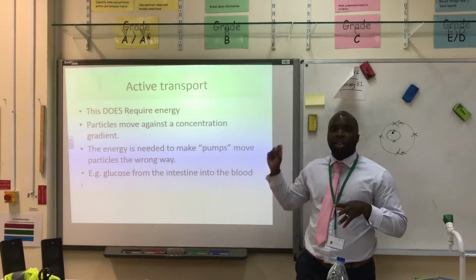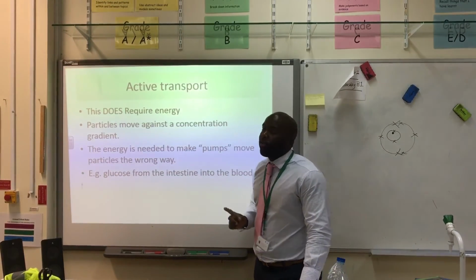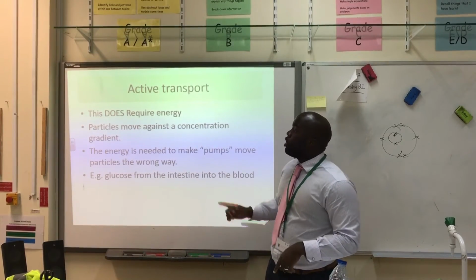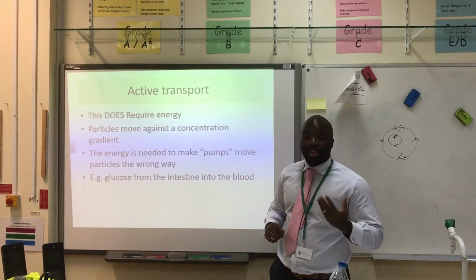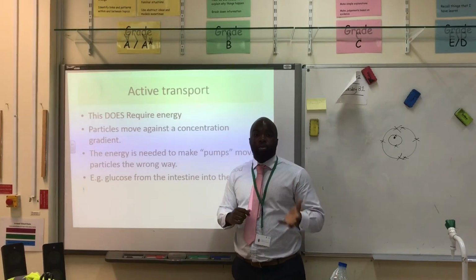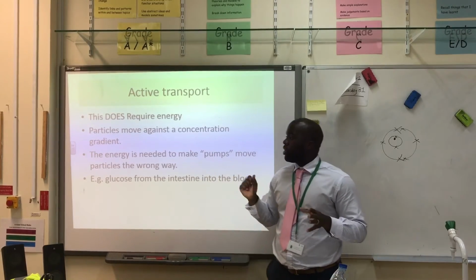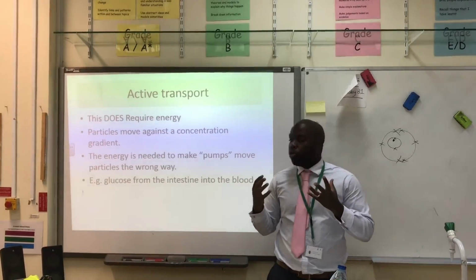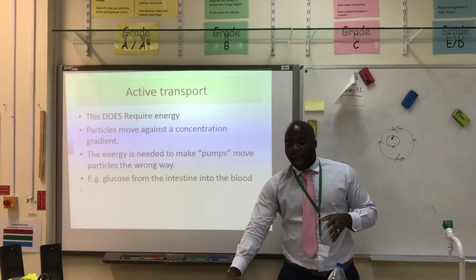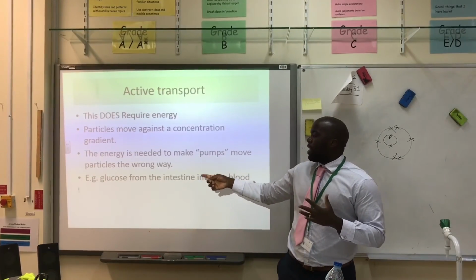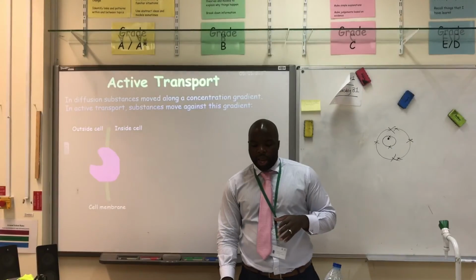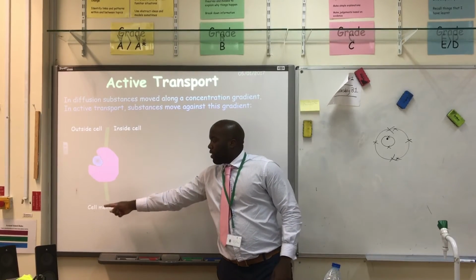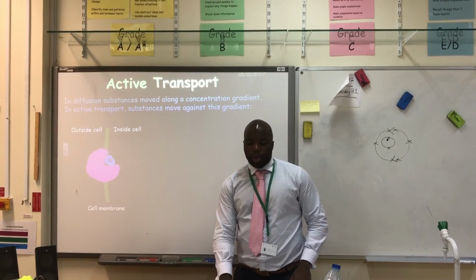Let's look at some key points I want you to make sure you've got down in your notes for active transport. One, it requires energy. Osmosis and diffusion do not require energy. Two, the particles move against their concentration gradient, whereas in osmosis and diffusion they move down their concentration gradient. And three, energy is needed to pump the particles into the cell. An example is moving glucose from the intestines into the blood. If you look at the example we've now got on the board, outside of the cell, we're moving particles inside of the cell.